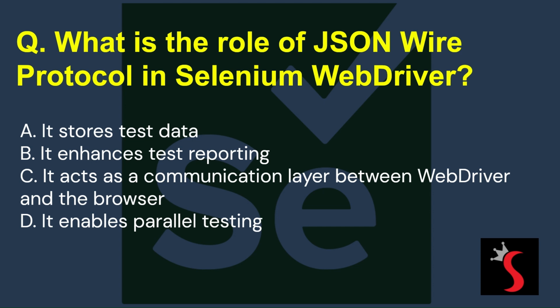What is the role of JSON wire protocol in Selenium WebDriver? A. It stores test data. B. It enhances test reporting. C. It acts as a communication layer between WebDriver and the browser. D. It enables parallel testing. And correct answer is option C. It acts as a communication layer between WebDriver and the browser.